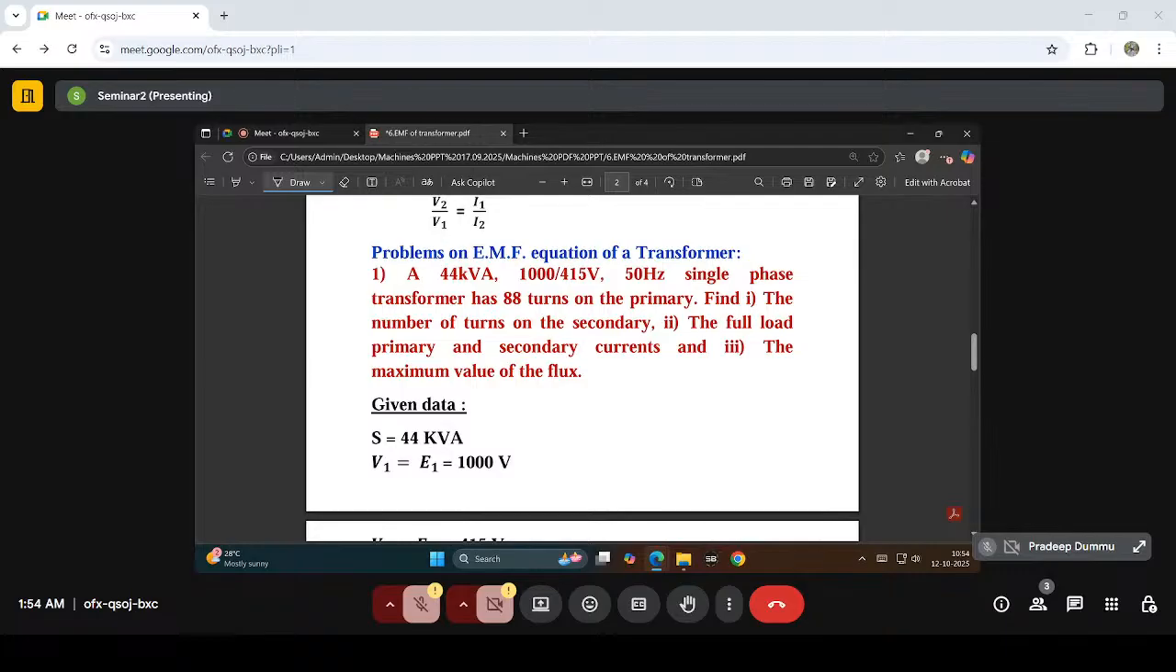Always transformer is rated in kVA, kilovolt ampere. Voltage V, current amperes, kilo 1000.